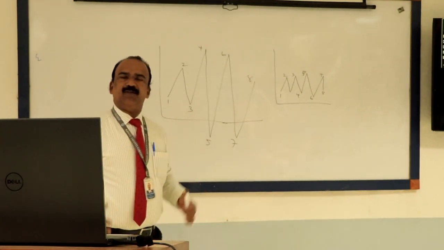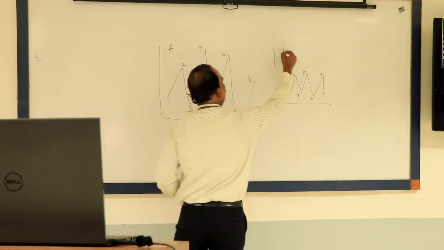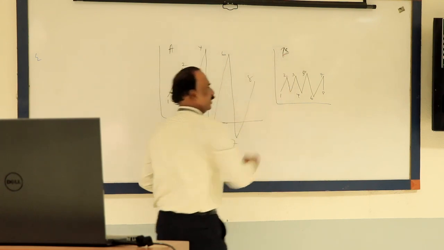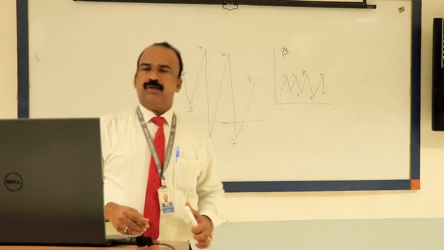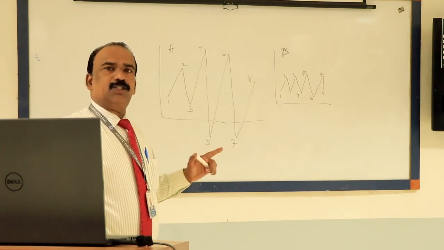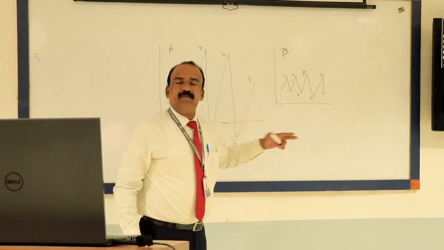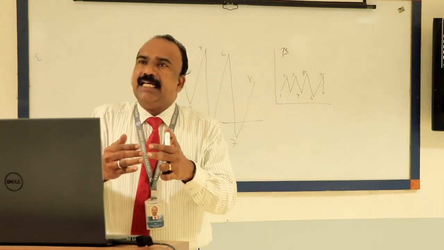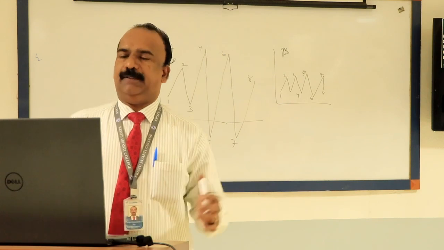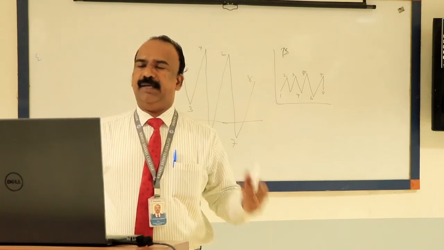Which one is more fluctuating? Stock A, stock B. Which one is more fluctuating? Anybody? Stock A. Stock A is more fluctuating than stock B. That means stock A is more risky than stock B.